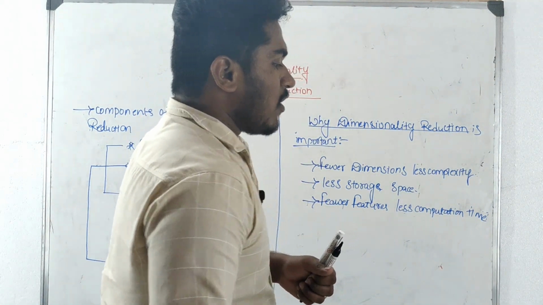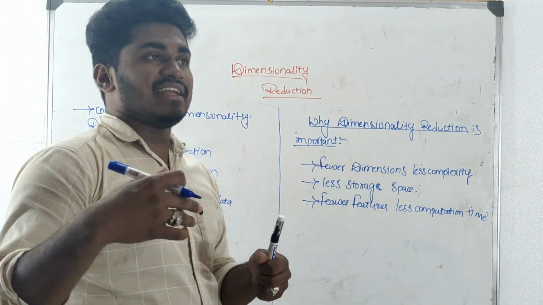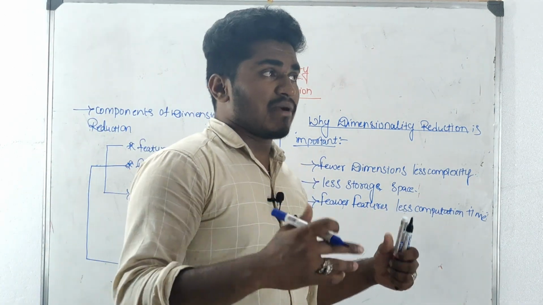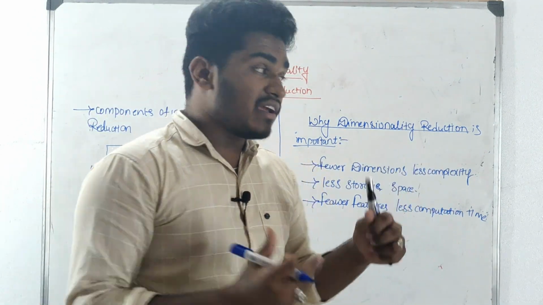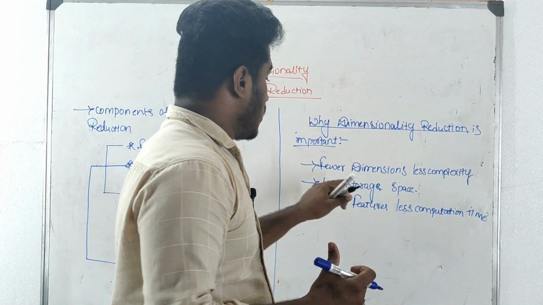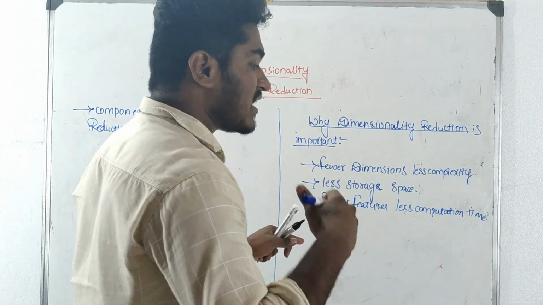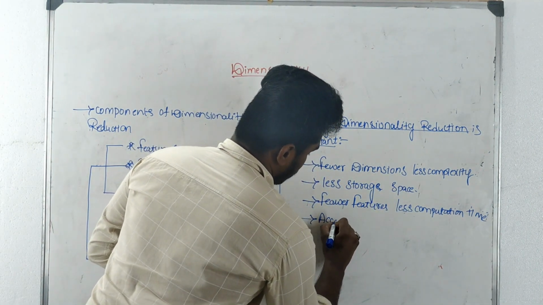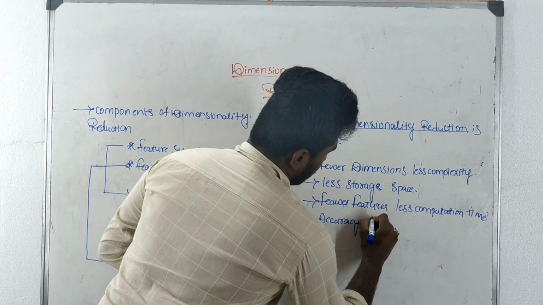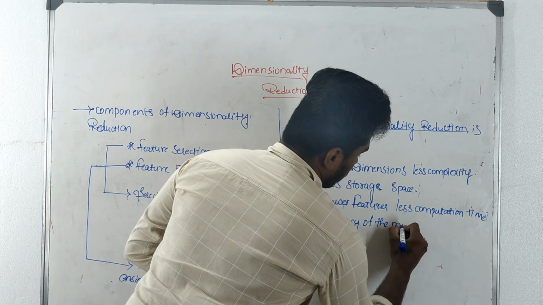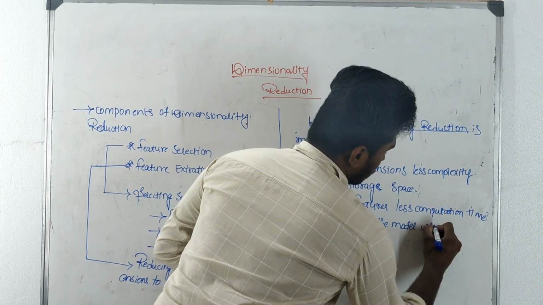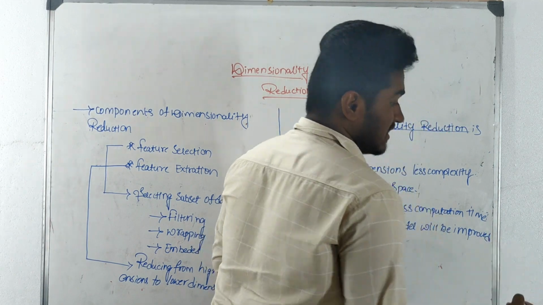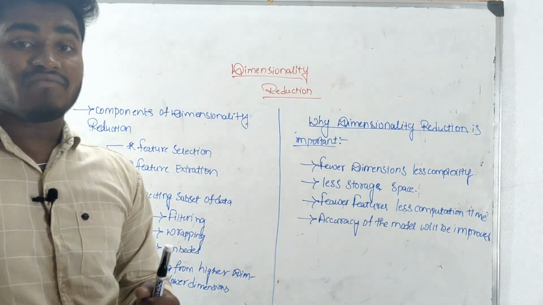And then model accuracy will be improved due to less misleading data. Whenever we have a vast amount of data, at that time there might be a chance of misleading data. So here we have fewer features. In that case the accuracy of the model will be improved due to less misleading. Okay, algorithms can train faster.